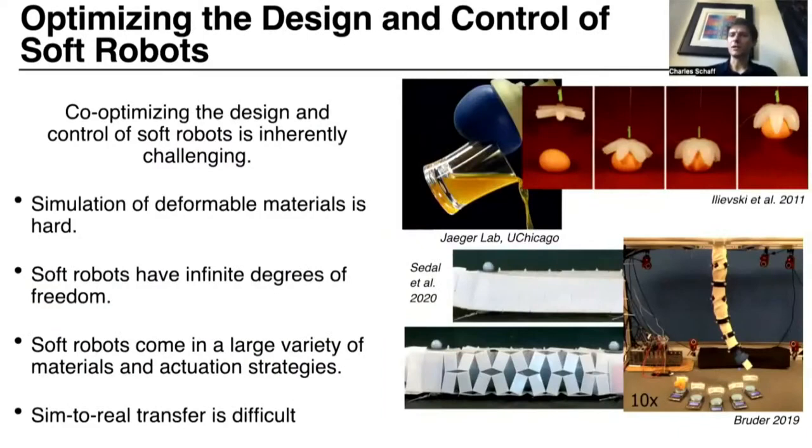The problem of optimizing design and control for soft robots is inherently challenging. One reason for this is that the simulation of deformable materials is hard. If you want to accurately model complex deformations, or the relationship between stress and strain, a large amount of compute is required, which generally renders learning-based methods infeasible. The second is that soft robots themselves are complicated. They have infinite degrees of freedom, allowing them to deform in complex ways, and they can be built from a large variety of materials and actuation strategies. This leads to a large potential search space and a tight coupling between design and control.